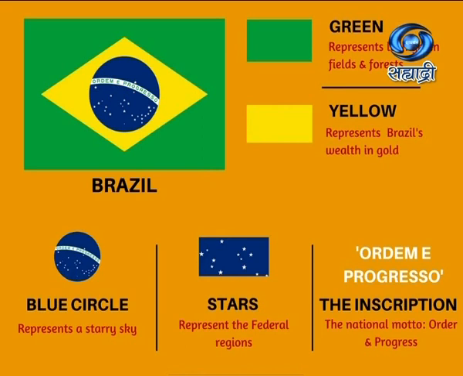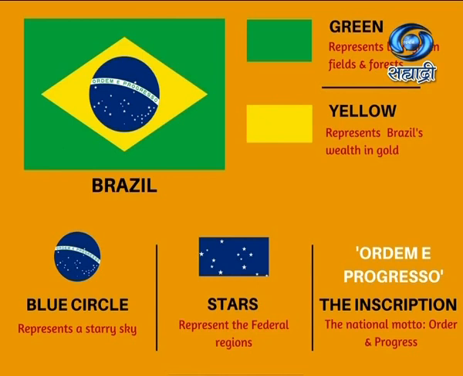So these are actually, every star stands for a state in the country. Isn't it? You may even count them and verify it. Now the words that are written on the white strip, Ordem e Progresso. What do they mean? It is actually their national motto. And that motto is order and progress.